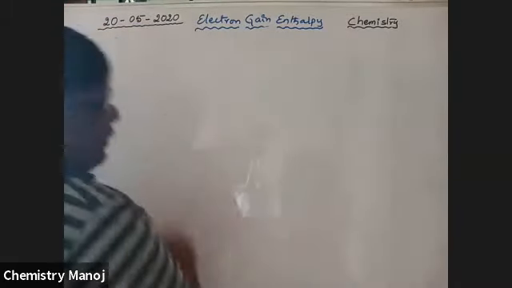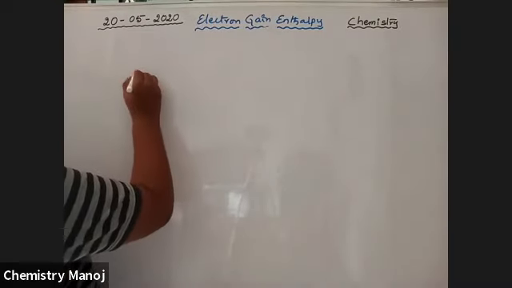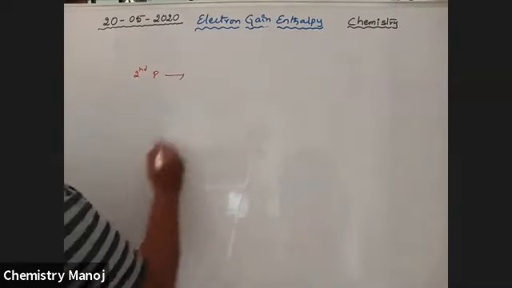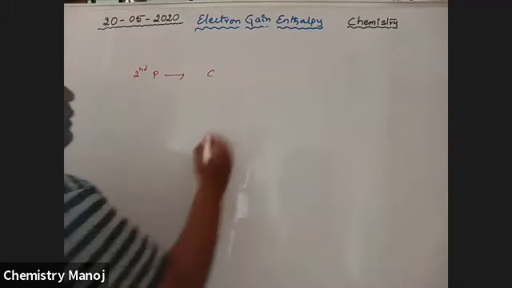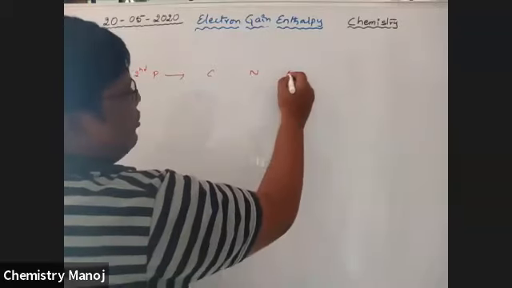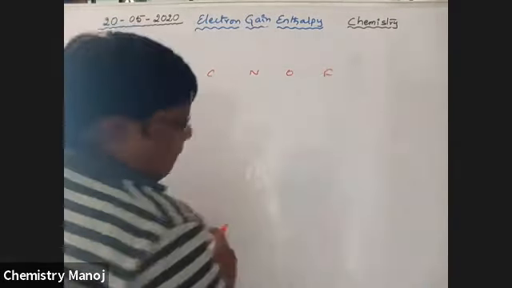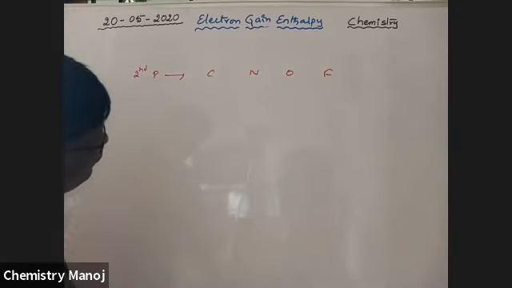So what are the second period elements in the periodic table? Those are carbon, nitrogen, oxygen, fluorine.